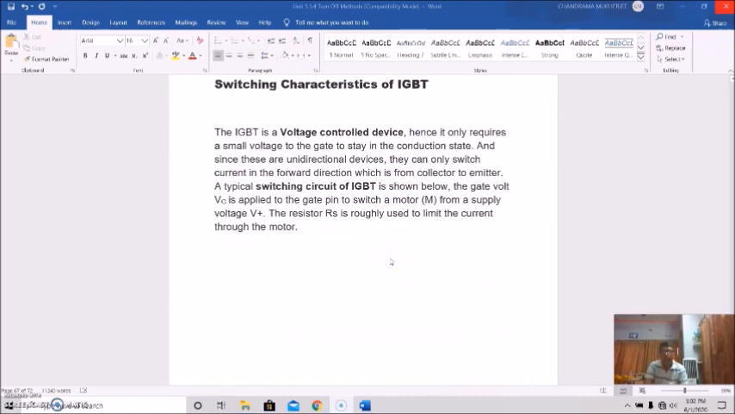Now, switching characteristics of IGBT will be discussed. This IGBT is a voltage control device, and it only requires a small voltage at the gate to stay in the conduction state. Once again, since it is a voltage control device, it requires a small voltage at the gate to be in the conduction state. And since these are unidirectional devices, they can only switch current in the forward direction, which is from collector to emitter.